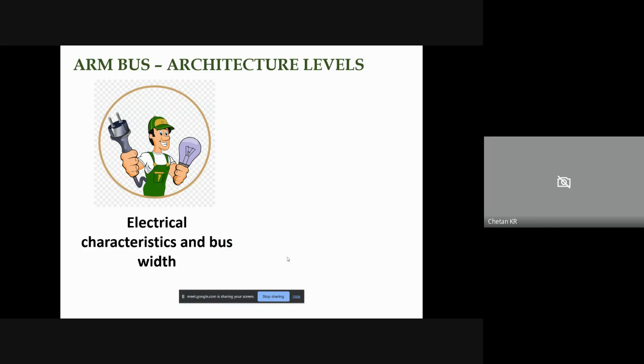Next, what is the bus width? The bus width means the size of the bus, whether it is 8-bit, whether it is 16-bit, whether it is 32-bit. It depends on how much data it can carry. So whether 32-bit data it has to carry or 16-bit data it has to carry. That is the width of the bus. So the physical properties of a bus, we call it as electrical and bus width, is one way of expressing the architecture level of a bus. So based on the electrical characteristics, levels can be defined, or based on the bus width, levels can be defined. Okay, that is one property.